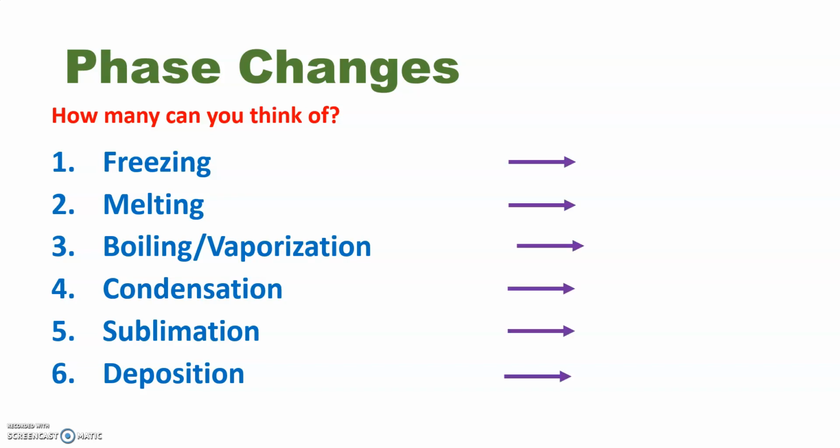Before I go on, I would also recommend you see if you can figure out the rest. So we already said freezing. It's going from a liquid to a solid. See if you can come up with the rest of them. So freezing is a liquid to a solid. Okay, hopefully you paused and got them all. Melting is the opposite of freezing. You're going from a solid to a liquid.